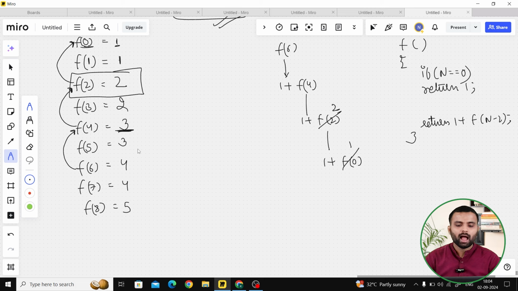Yeah, it is correct. And what is f of 4? That will be 3. So let's write 3 here. And what is f of 6? That will be 4. That's also correct, right? Okay, now let's see the odd case.